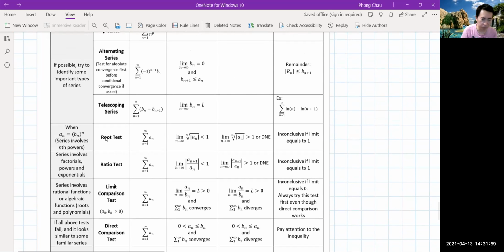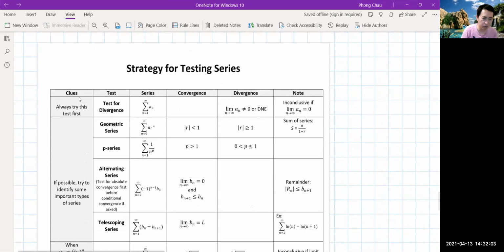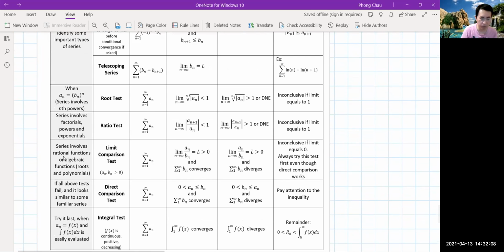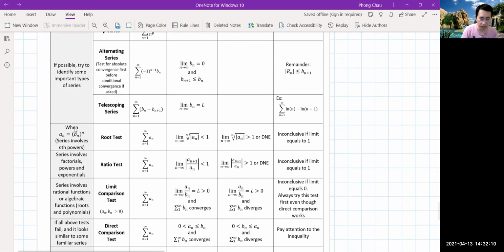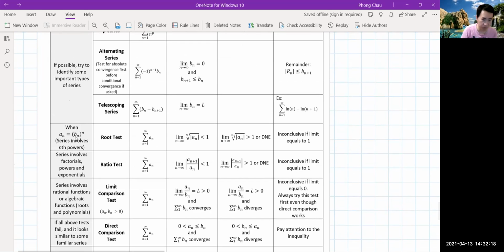Now the next two are the root test and the ratio test. In the left-hand column, I have the clues, so these are very important. You need to check them, because they will give you a quick clue of which test to use. Now we have 10 of them, and you might be confused about which one to use.